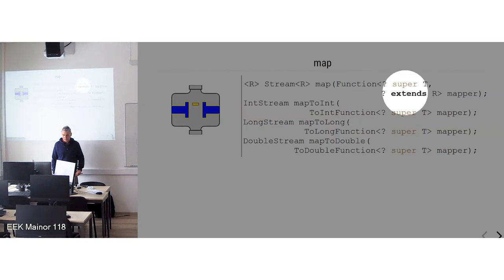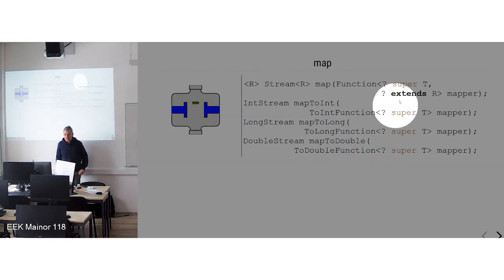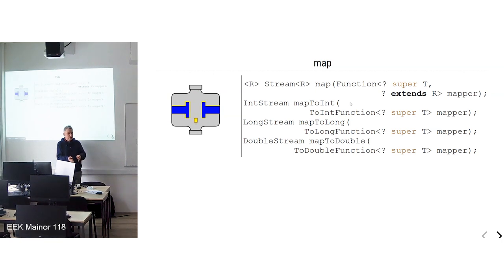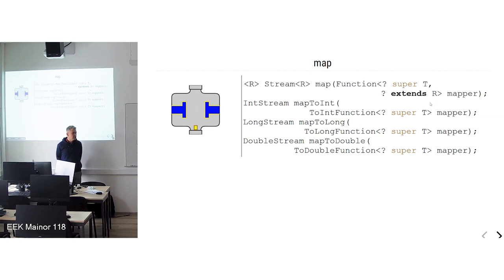So please note this super and this extends. This is the type of incoming things. So this function must be able to consume these things or a more generic type. And this is what we expect this function to produce. So this function may produce this R type or maybe a more specific type, which still can be cast to R. This is why a function always has this super T, extends R, when we are using this function as a functional interface, as a parameter of stream. So this is the nature of a function.